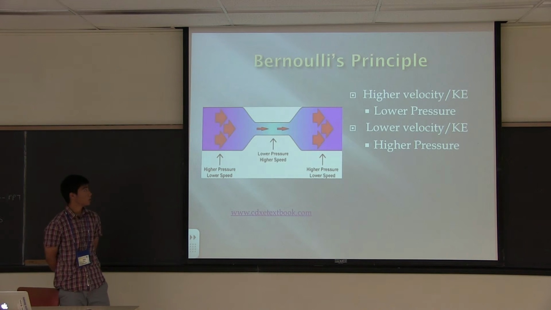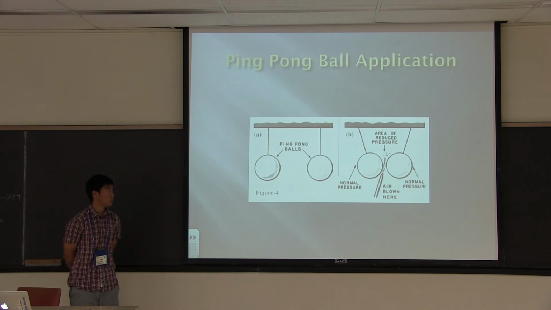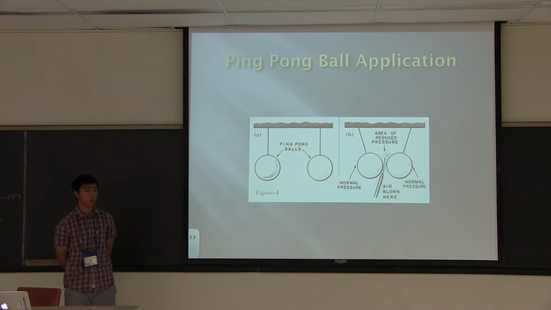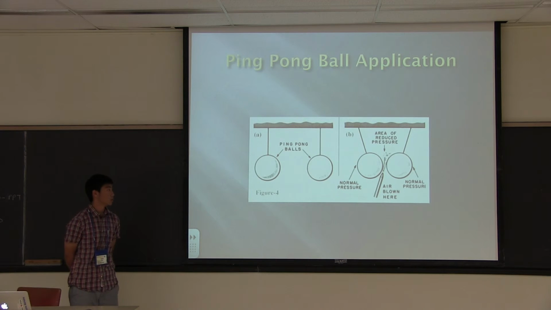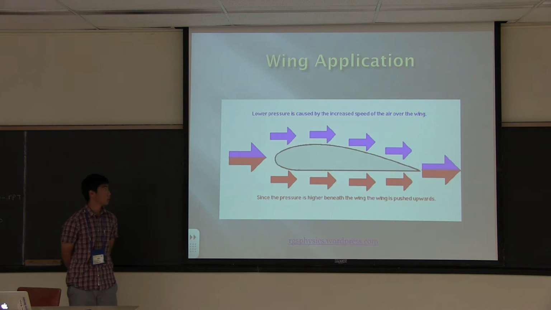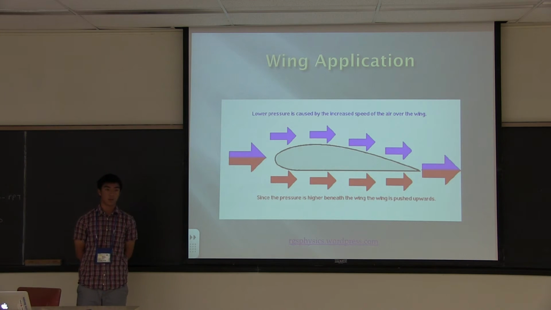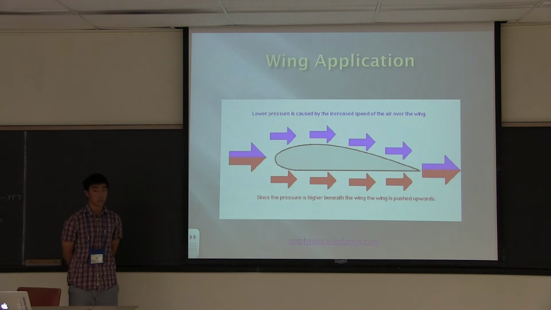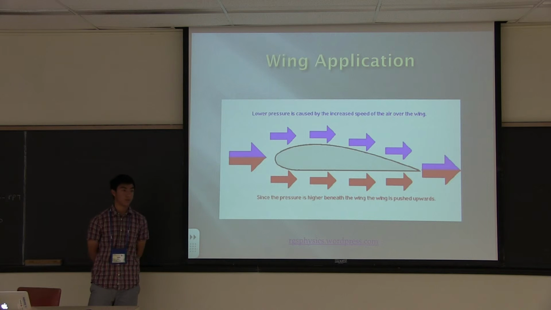This principle can be related to an easy example of two ping-pong balls hanging from the ceiling. If you blow air between the two, the air's velocity will go much higher, leading the pressure to go lower, and the two ping-pong balls would go closer to one another. This can also be applied to wings on airplanes. As you know, the air above the wing is much faster, leading to lower pressure, so that creates lift for the plane.